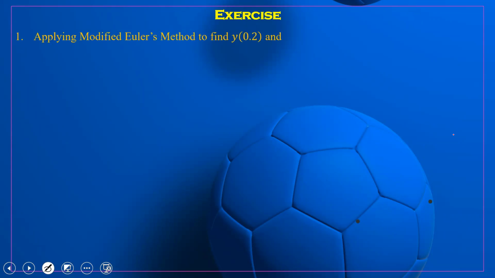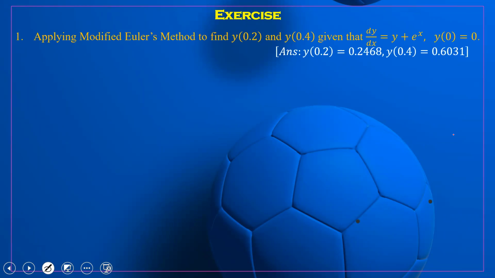So, applying modified Euler's method to find y of 0.2 and y of 0.4, given that dy/dx is equal to y plus e to the power x, y of 0 is equal to 0. Okay, so now again what we can do over here, we can start with h. We have to calculate the value of y of 0.2 and we have to find out the value of y of 0.4. So here x0 is equal to 0 and y0 is also equal to 0. So let us first take h equal to 0.2.